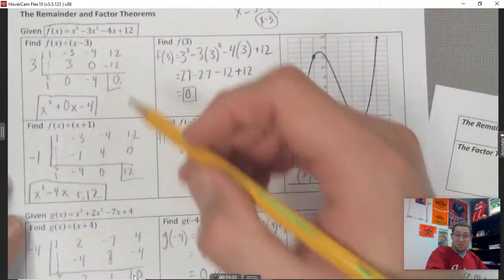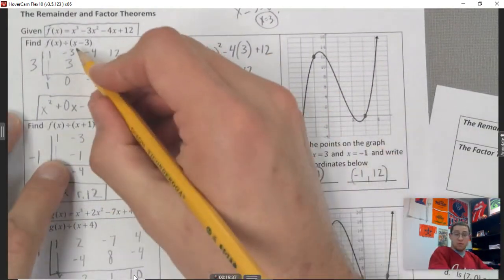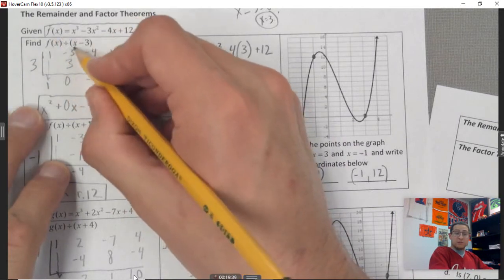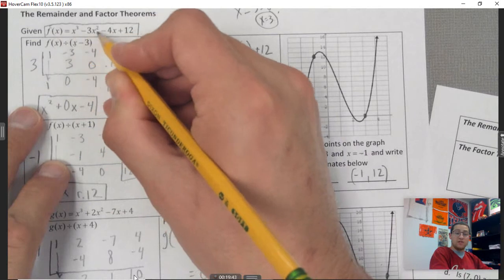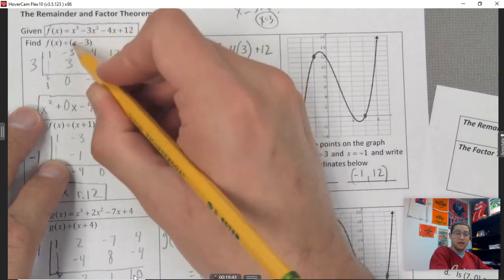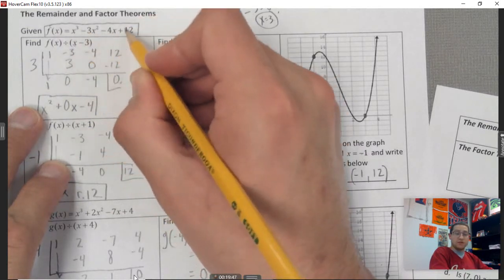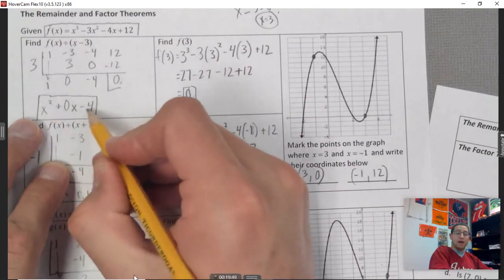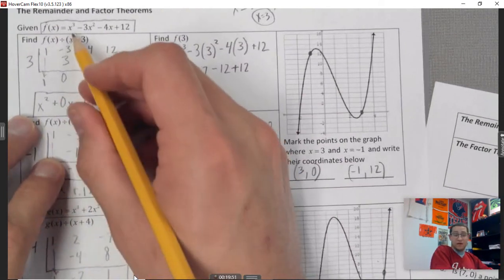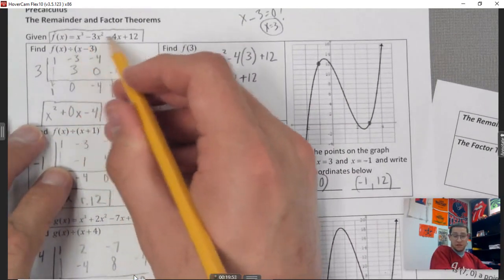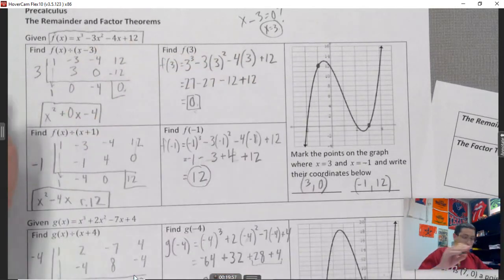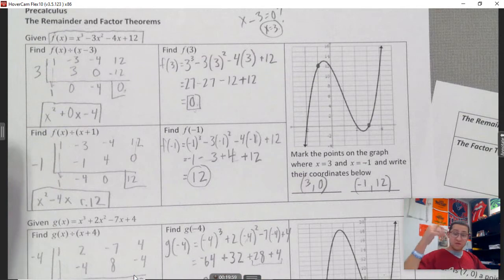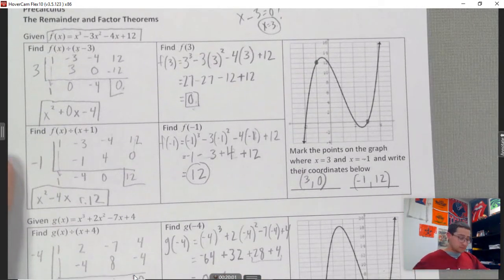So what we're saying is that x minus 3 is actually a factor of this up here, right? X minus 3 is a factor of this because it divided evenly and I got no remainder here. If I did this polynomial divided by x minus 3, I'm going to get this polynomial, no remainders. Okay, so that's what the factor theorem is looking at. That's when my remainder is 0.